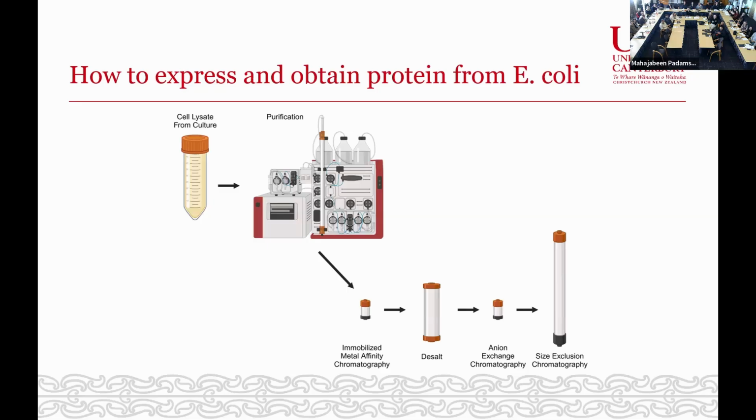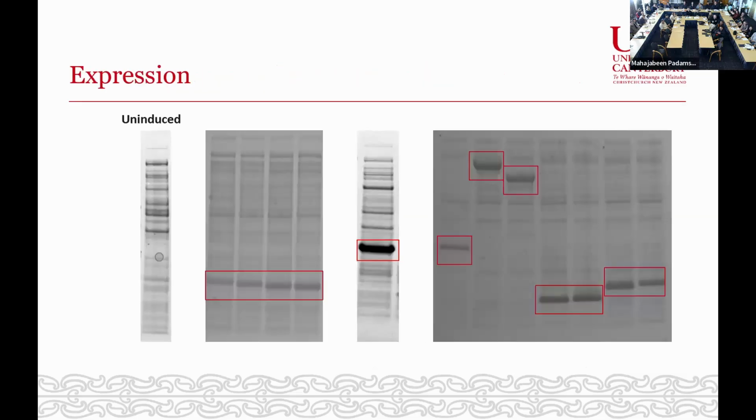And that allows us to do anion exchange, which is a bit of a clean-up step, which separates molecules based on their charge. And then finally, to finish everything off and to get a super pure protein, we use size exclusion chromatography, which separates proteins based on the size. So that's how it should all work in theory, but what about in practice?